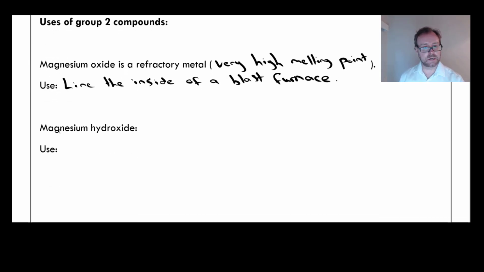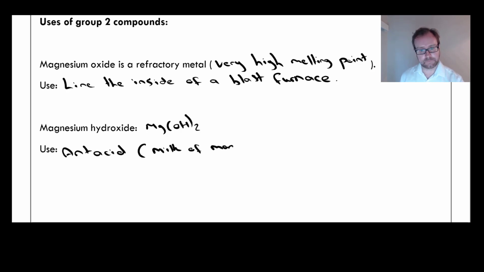Okay, magnesium hydroxide, Mg(OH)2, is used as an antacid. An antacid is something that you use if you've got indigestion or a buildup of acid in your stomach. You may also see it called milk of magnesia. And it reduces the acidity in the stomach.